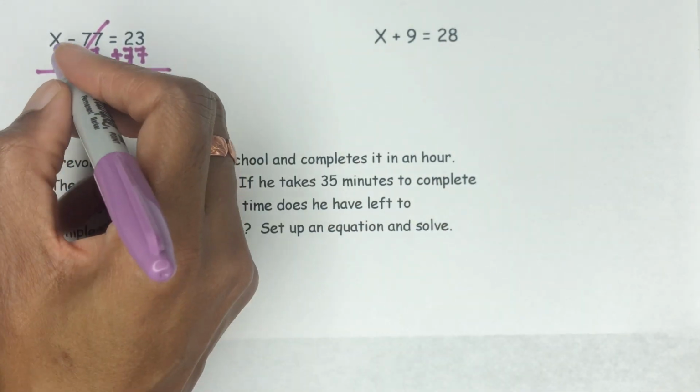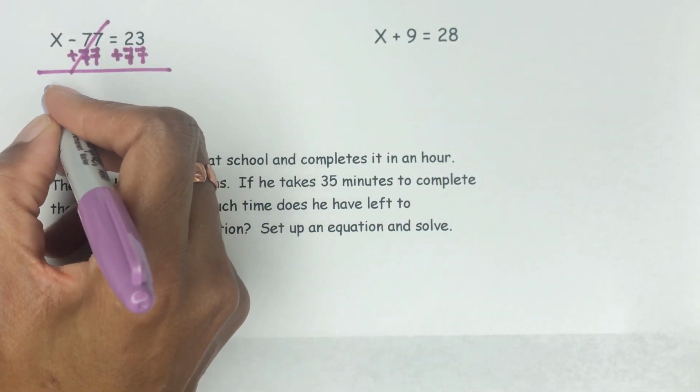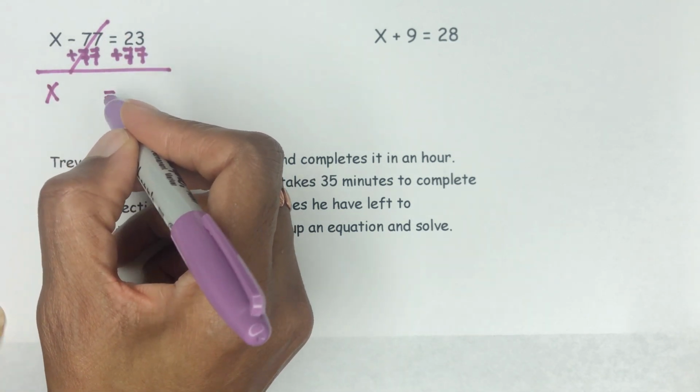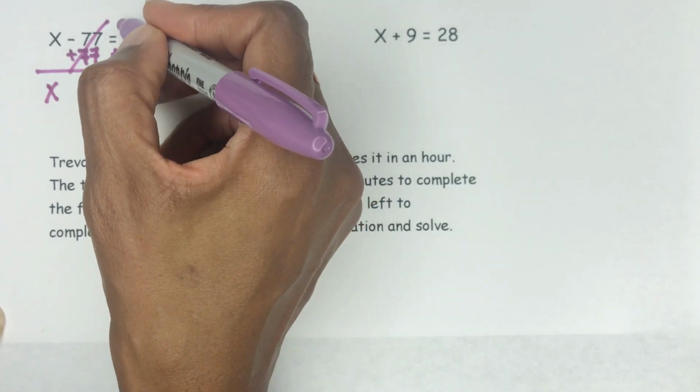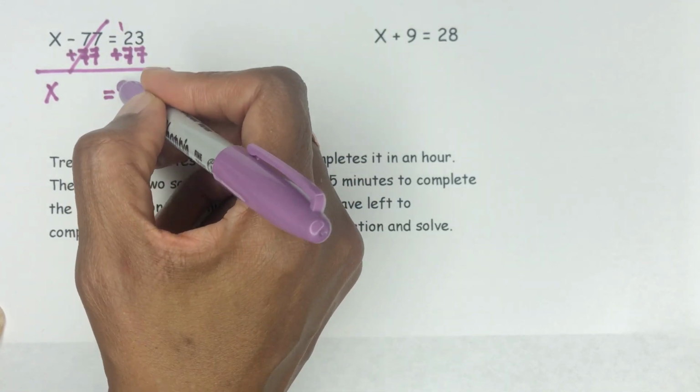Okay, that's gone. What do we have left on this side of the equal sign? We have the X equals, and then we do 23 add 77. 7 and 3 is 10. 7, 8, 9, 10. So that's 100.